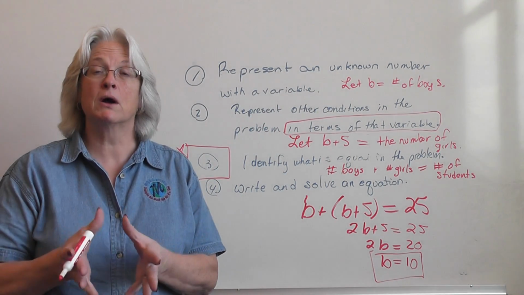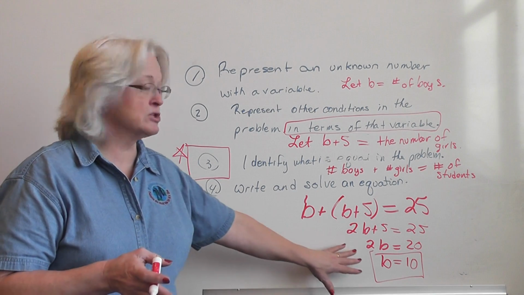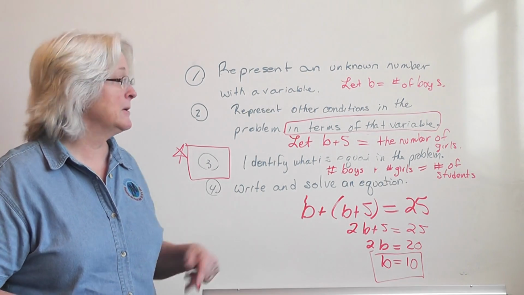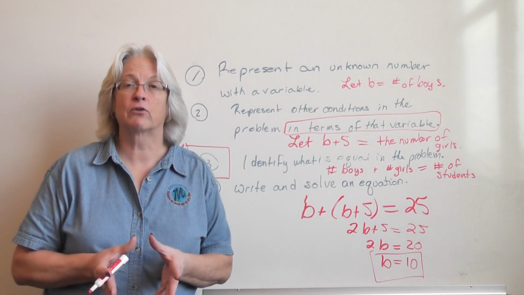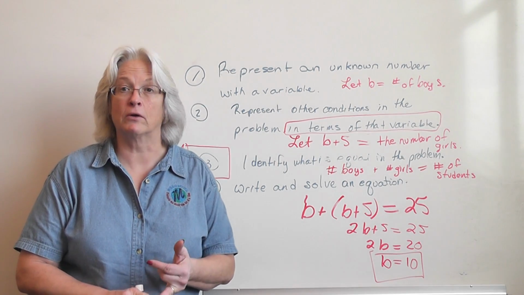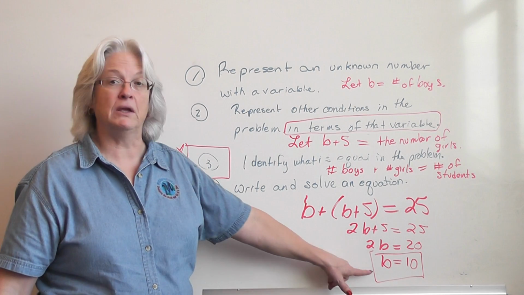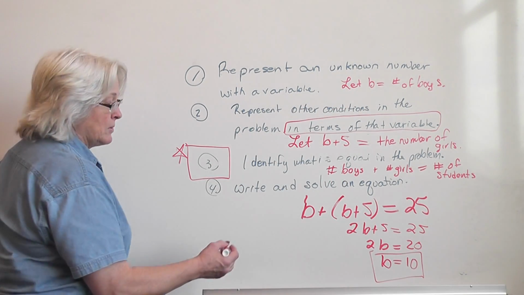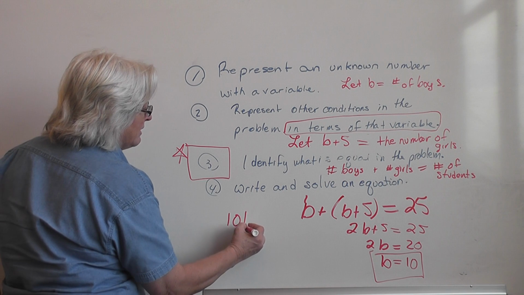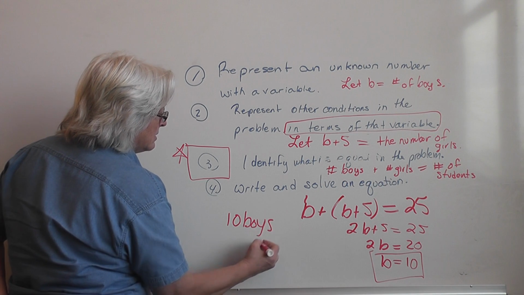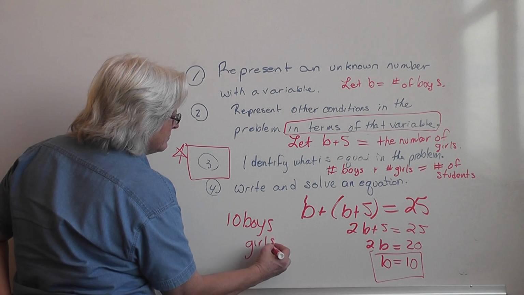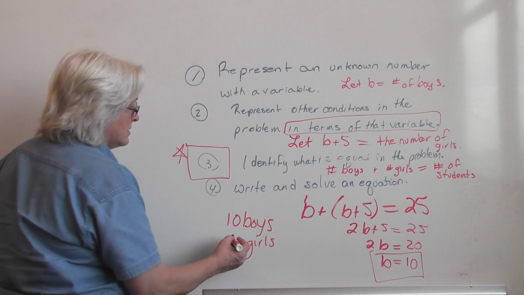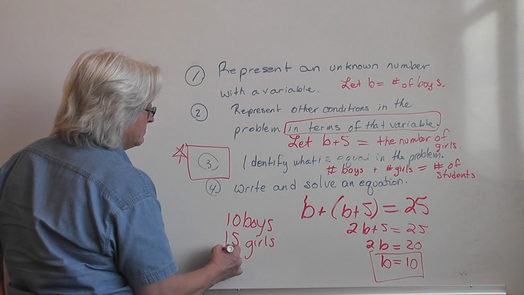And you can be so accustomed to just solving an equation for one variable that you think, oh, I'm finished. Well, are we finished? No. Our problem that I created said how many boys and how many girls. What does B mean? Okay, B means that there are 10 boys. It's the number of boys. So our answer, we have 10 boys. And how many girls do we have? B plus 5 is the number of girls. So we have 15 girls.